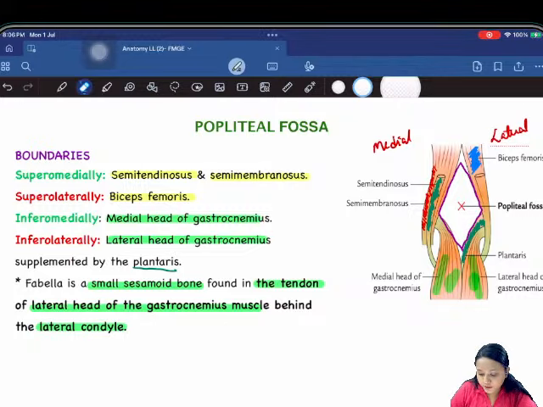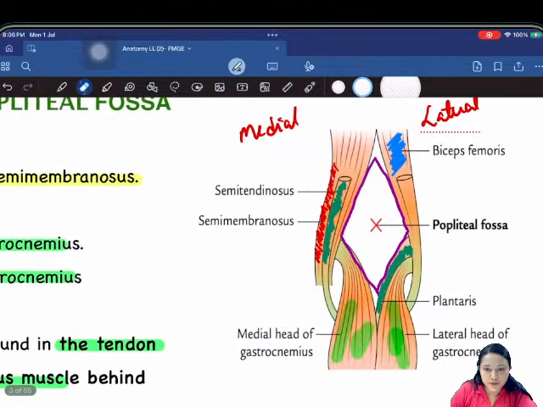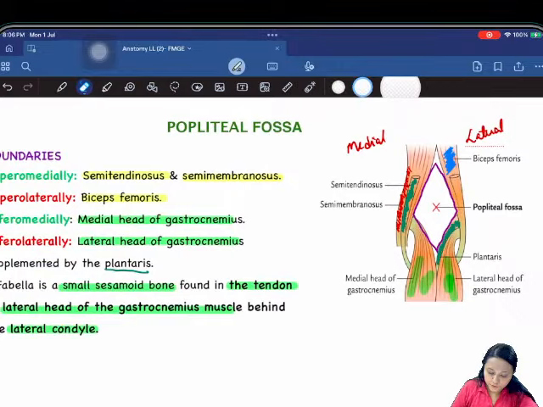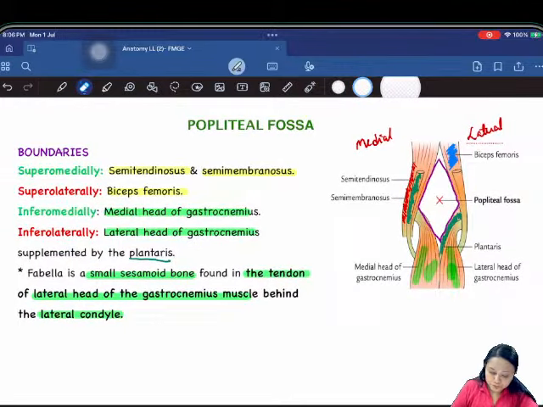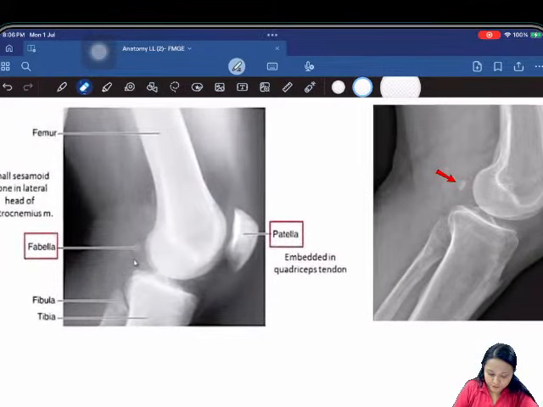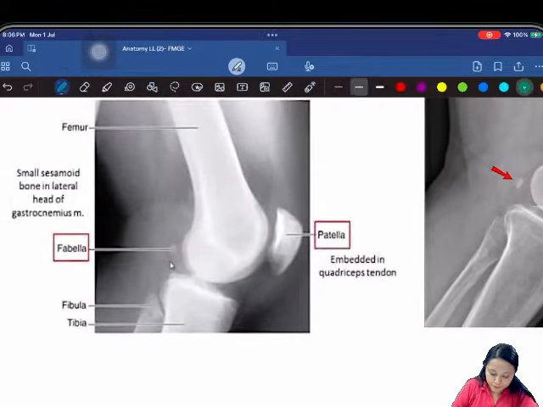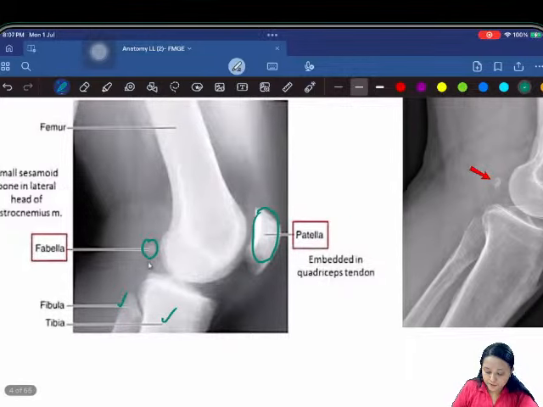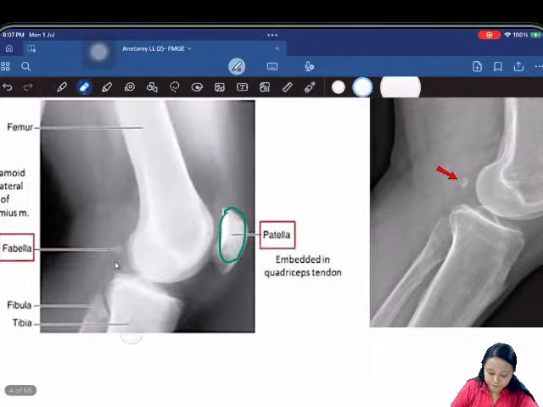That is why I told you to study the popliteal fossa, because in the previous year they asked about the fabella. Sometimes they might ask you about the boundaries of the popliteal fossa, so as a whole you should revise it. We have studied the boundaries now. Here again, the same X-ray I have shown you. You can see the fabella here and the patella here. This is the fibula and this is the tibia. Yesterday we already studied the X-ray.